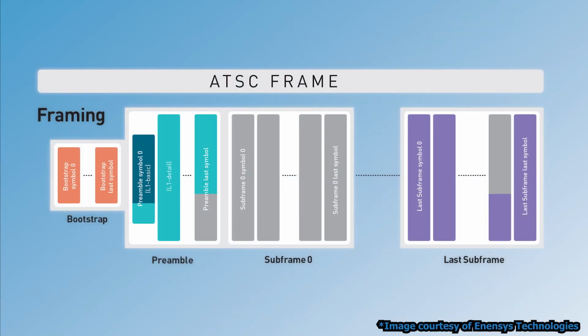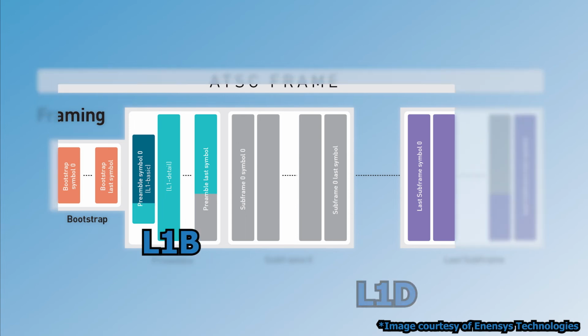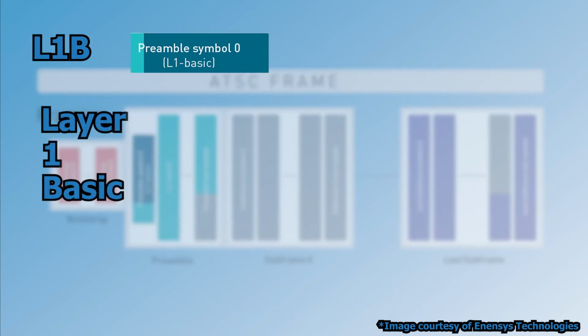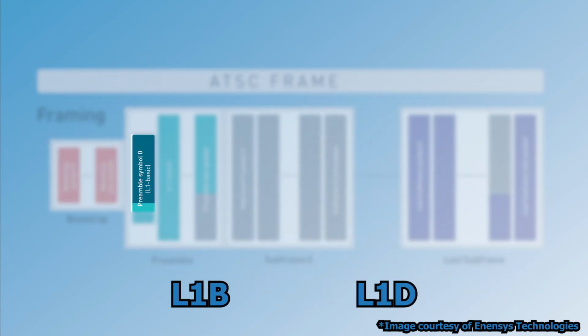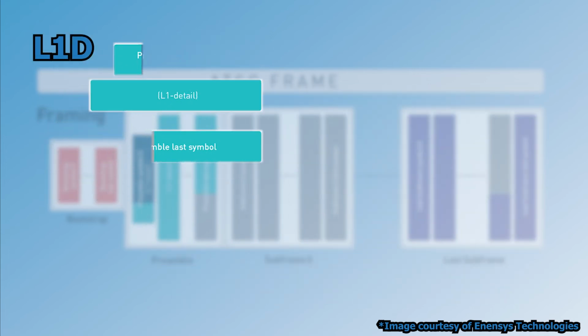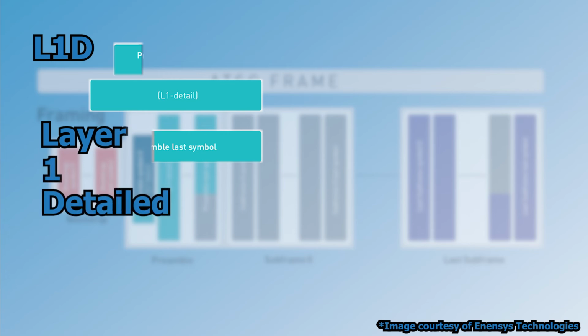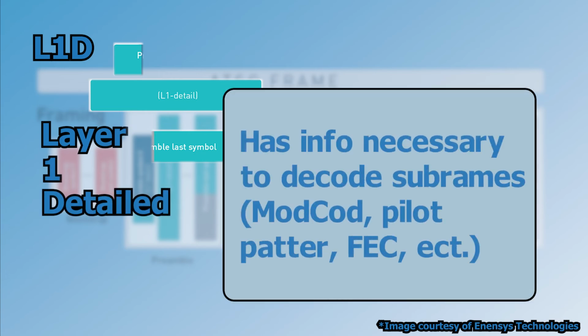In the TV Explorer video, we discussed ATSC 3.0 signal monitoring, including L1B and L1D. L1B is Layer 1 Basic and is part of the preamble following the bootstrap and carries the most fundamental signaling information as well as data necessary to decode the L1D. L1D, or Layer 1 Detailed, is also part of the preamble following the L1B. It has the information necessary to decode the subframes, including the ModCod, the number of PLPs, the pilot pattern, FEC, etc.